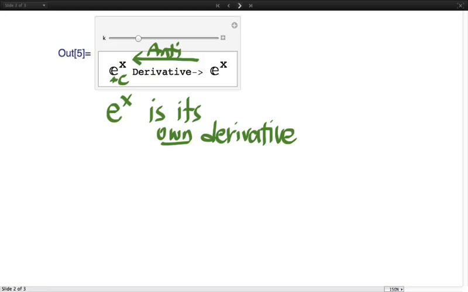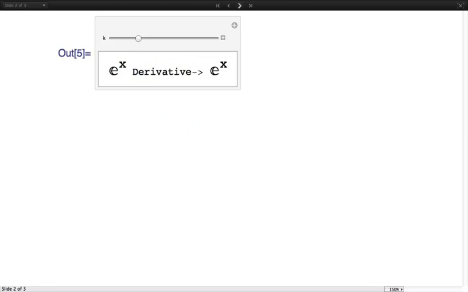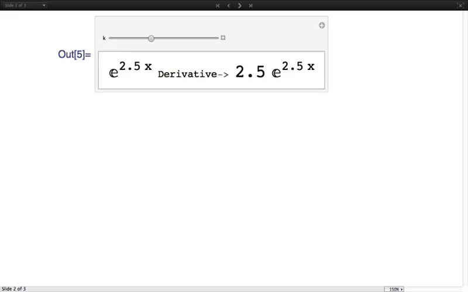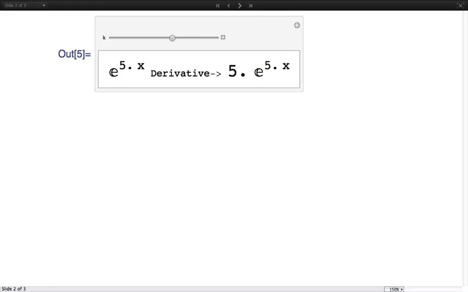So what happens if instead of e to the x, I have a different base for my exponential function? One of the ways I can adjust that is instead of thinking about e to the x, I can think of e to some other power times x. So maybe e to the 5x. We take the derivative of e to the 5x and we get, in this example, 5e to the 5x. So how do you describe what's happening here when we take the derivative of e to the something times x? What's the process?